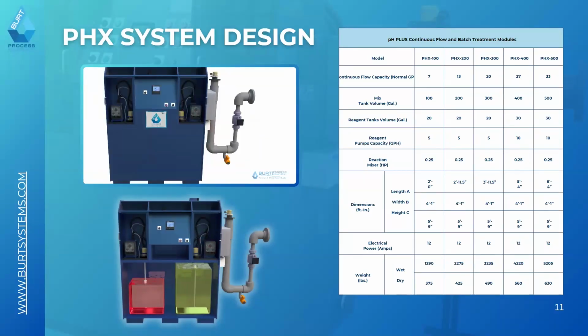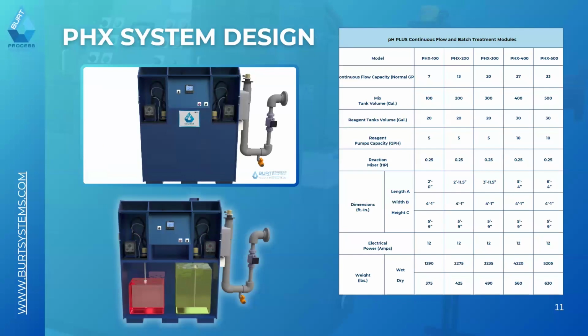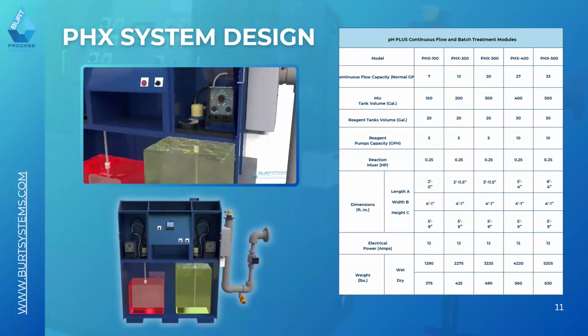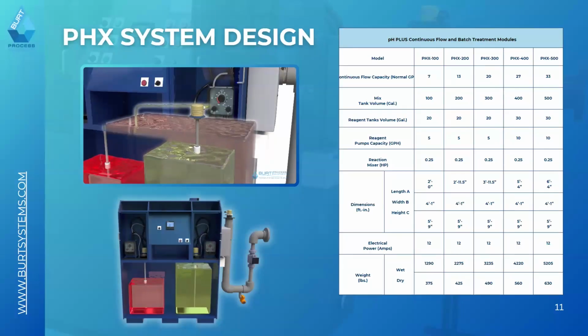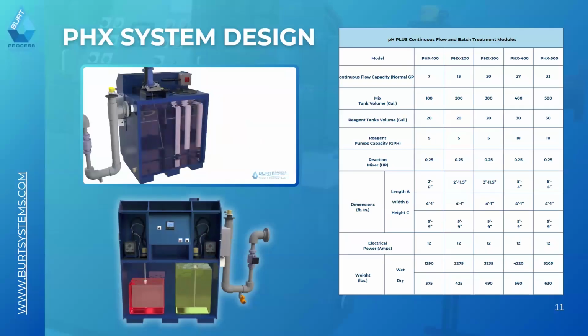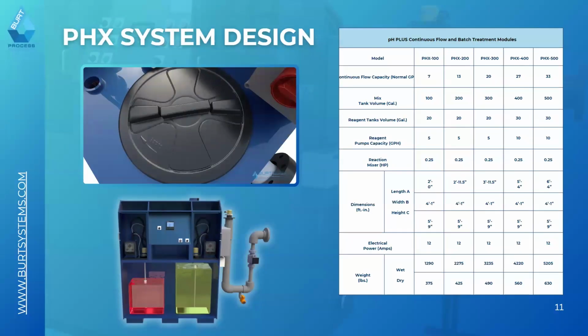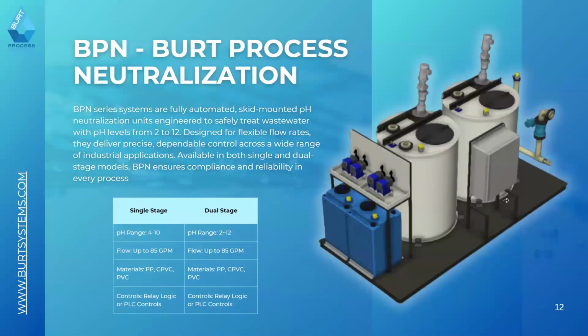There are a couple of different standard designs that we have. One of them is our PHX model, which you don't see a lot in the pharmaceutical industry. It's just a small system here, but I like the model up top and on the left that shows the reagents and how they go into the downpipe, right into the mixer backwash here. These are relatively small systems. They're designed for 7 to 33 gallons per minute.